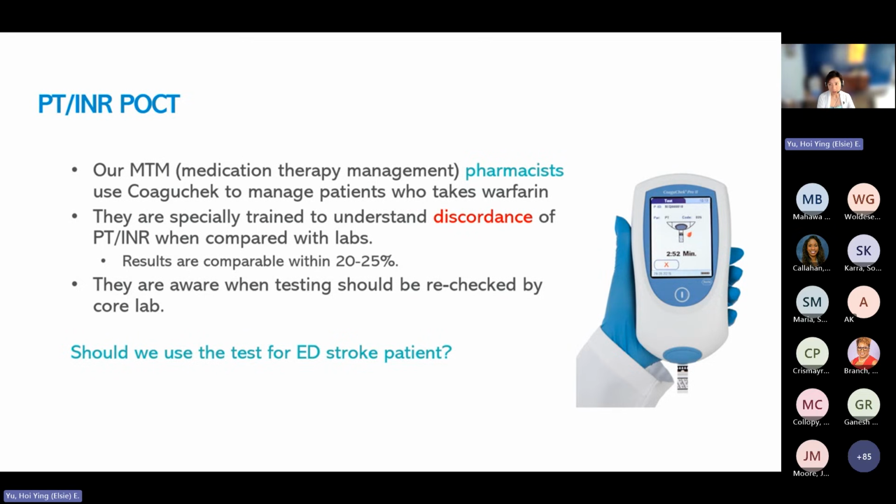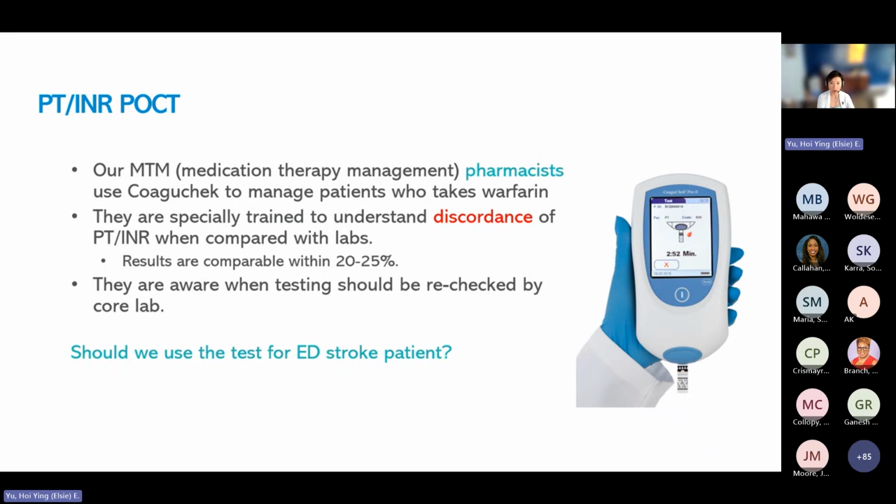Another test that we use is the PT-INR point of care testing. There are multiple devices that can do this now, but in our system, we limited the test to our medication therapy management pharmacists. So it's a much smaller group to use to manage patients who take warfarin. And the reason that we limited to a small group of users was because there is some discordance between the PT-INR on the device compared to the core lab results.